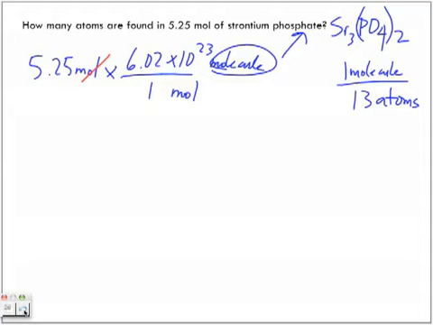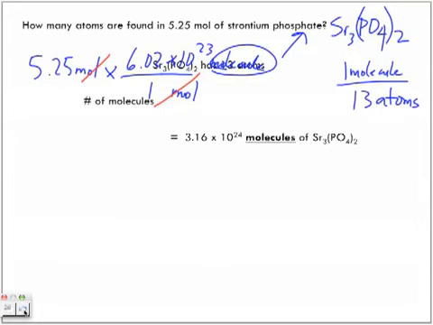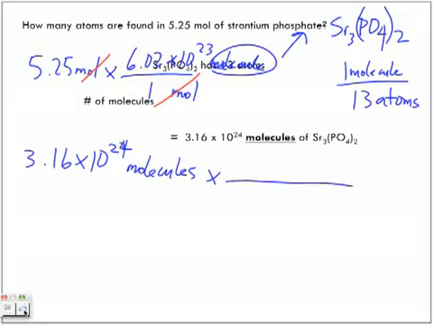So now, when I cancel mole out, when I multiply these 2 together, I get my answer, but the answer will be in molecules, right? So it came out to 3.16 times 10 to the power of 24 molecules. But I want atoms. So we have 3.16 times 10 to the power of 24 molecules. I want to cancel molecules out. Where am I going to put molecules?